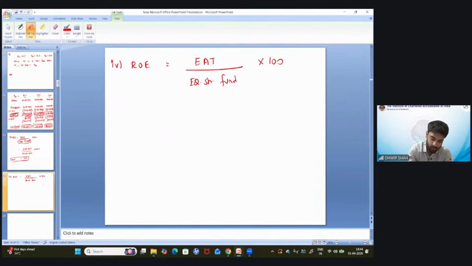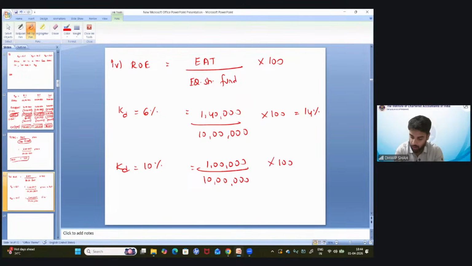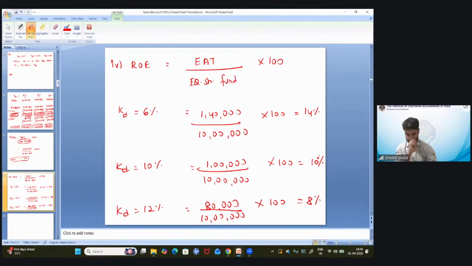Understood everyone? Okay, so when KD is 6%, our EAT was 1,40,000 and equity fund is 10 lakh. Correct? Out of 20 lakh, equity is 10 lakh, into 100, so this comes to 14%. When KD is 10%, my EAT is 1 lakh. Equity shareholders' fund is 10 lakh into 100. So this comes to 10%. See, ROE will not remain constant because the numerator is fluctuating. And when KD is equal to 12%, my earnings after tax is 80,000 divided by 10 lakh into 100. So this comes to 8%.